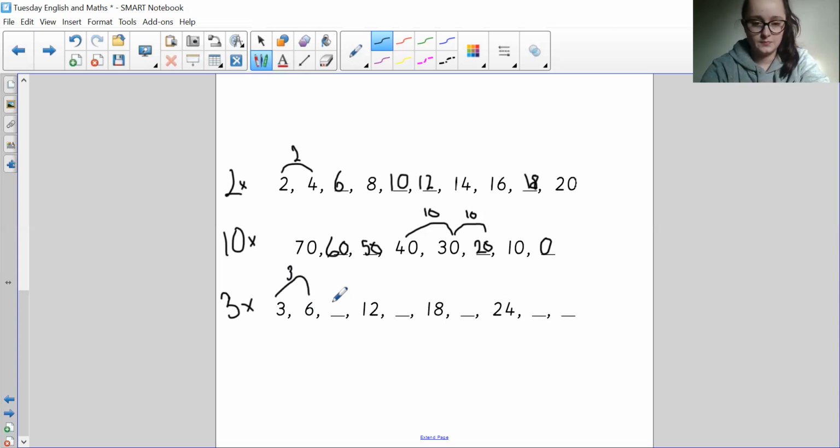3, 6, 9, 12, another 3. What would that be, adding another 3 to 12? It would be 15. This is where practicing your times tables comes in really, really handy, doesn't it? So 15, 18, add another 3. 21. 24, add another 3 to 24, 27, and then add 3 to 27 is what, year 3? It would be 30. It's a good job I didn't call you year 30 then, isn't it?